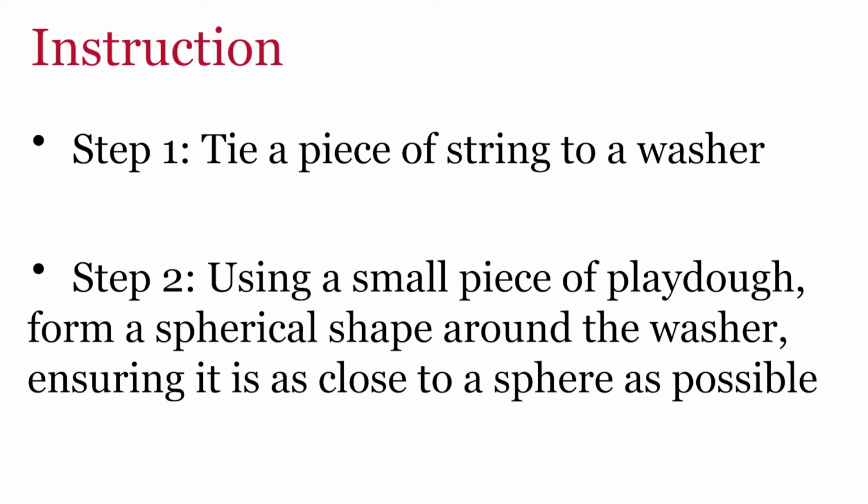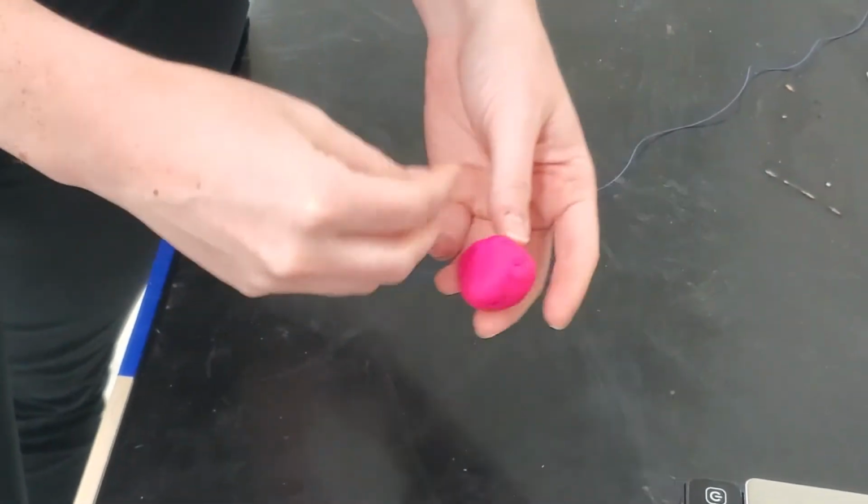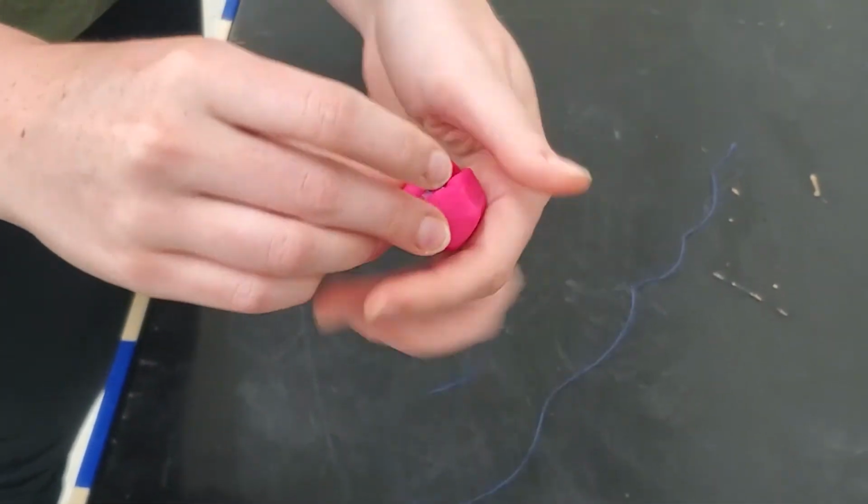Tie a piece of string to a washer and use Play-Doh to form a sphere around the washer. Try to get it as close to a perfect sphere as you can. This helps reduce error in the experiment.